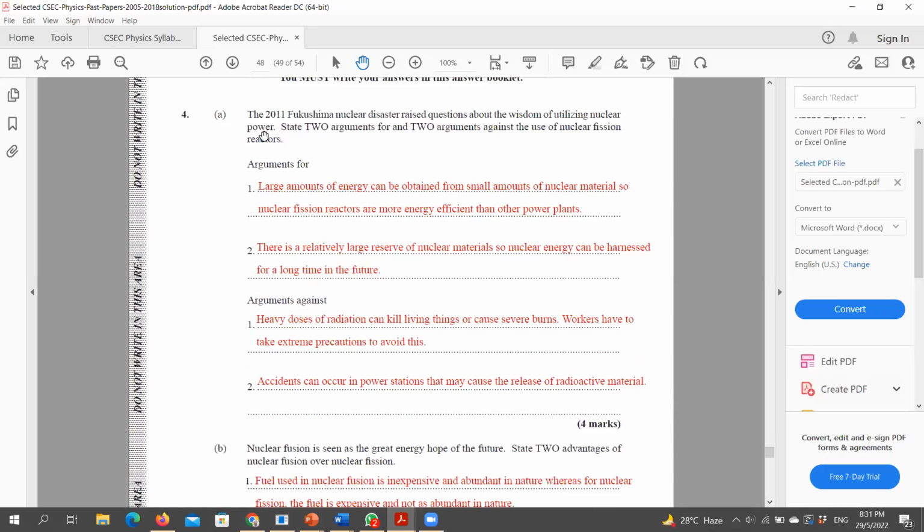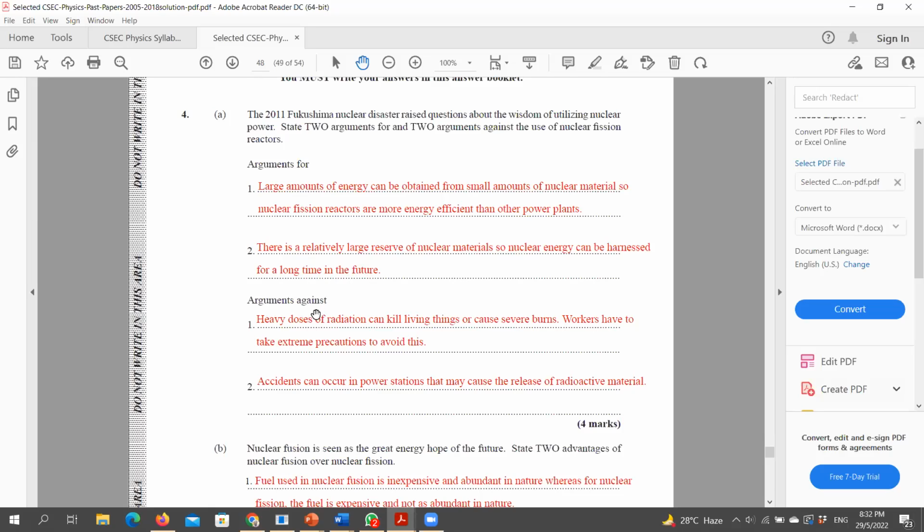All right, this question applies to nuclear energy again, and it speaks of a real situation in 2011. There was a meltdown of a nuclear facility in Japan. Now, what are two arguments for the utilization of nuclear energy or nuclear fission? Large amounts of energy can be obtained from small amounts of nuclear material, so these reactors are more energy efficient than other types of power plants. You have a relatively large reserve of nuclear materials, so we can have this type of energy being harnessed for a long time in the future.